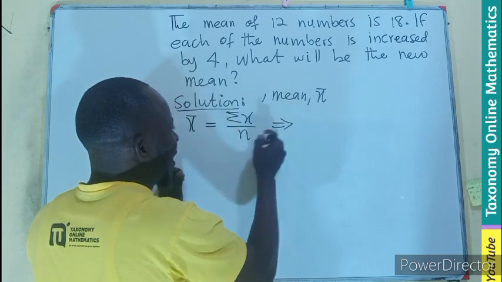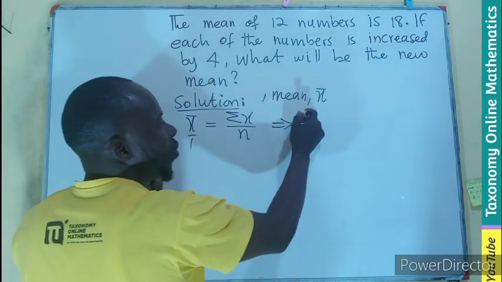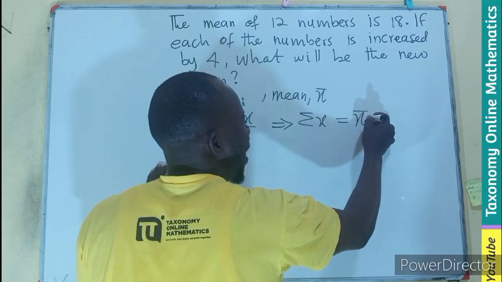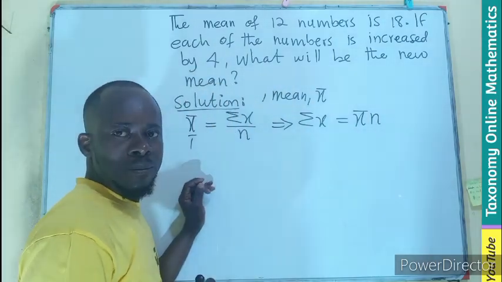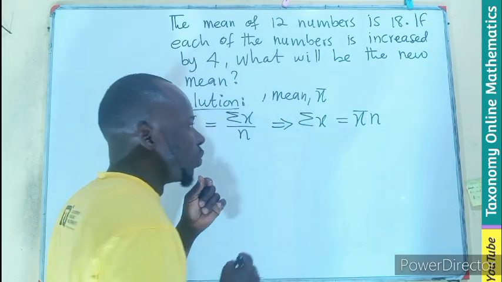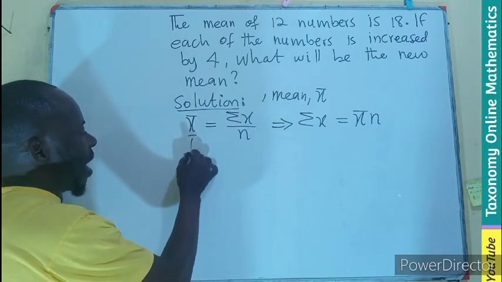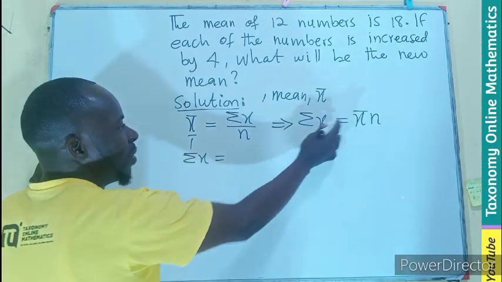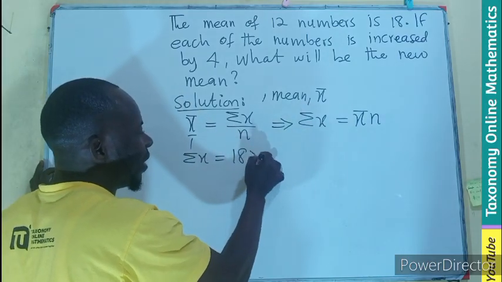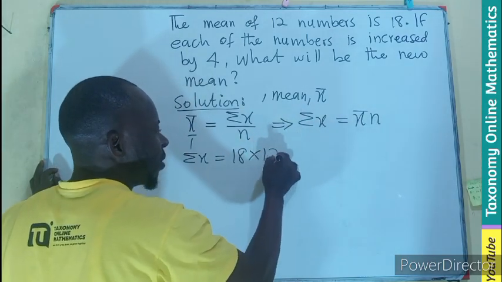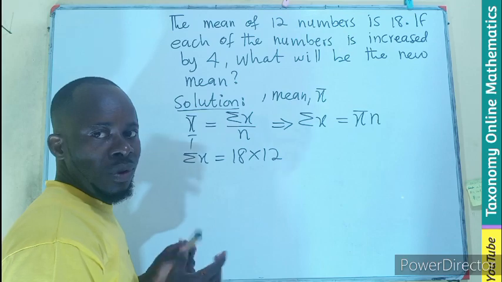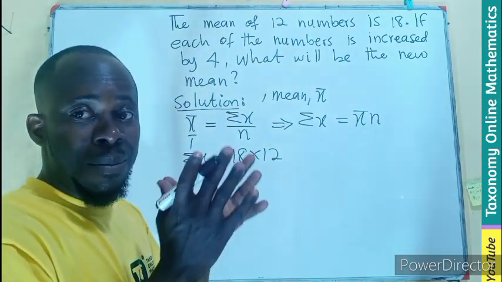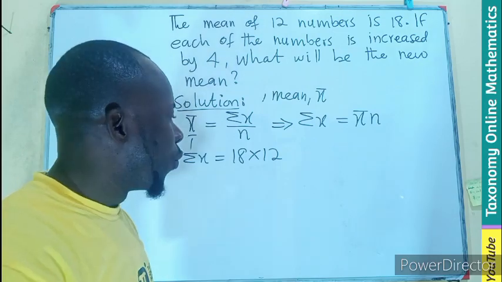That will also mean that if I cross multiply, the summation of the data becomes the mean times what? n. You see that? So the sum of all the numbers becomes the mean, 18, times the number of numbers, 12. If you multiply, you get the total of the numbers.